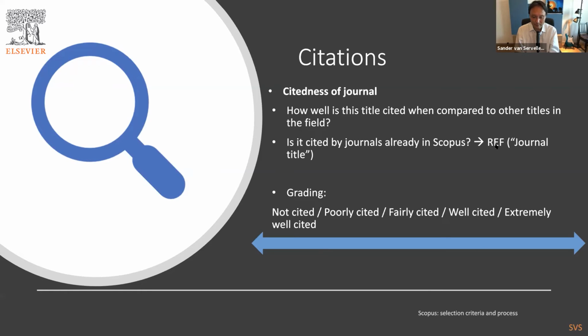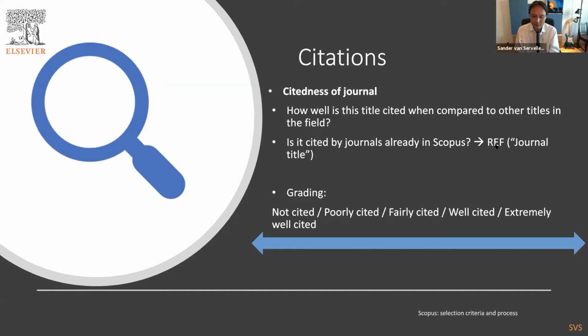And many times people ask me, how many citations do we need? And I said, well, there's no fixed number, and it depends on the field. So they will compare the citedness of your journal to other journals in a similar field. Therefore, the expectations of a social sciences journal will be much different than a medical or engineering title.